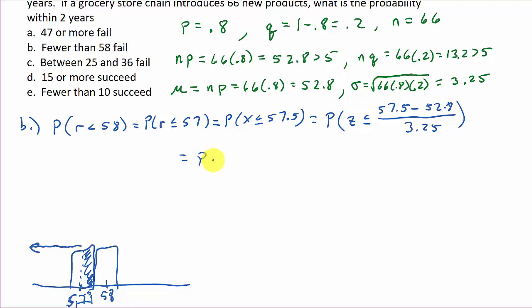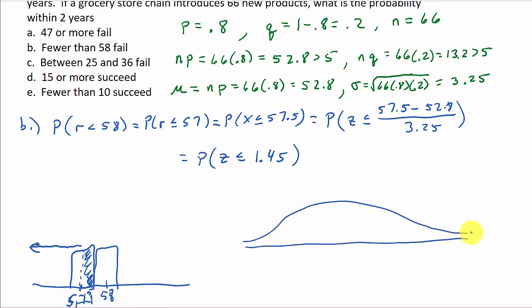Let's see, 57.5 minus 52.8, and then divide that by 3.25, and so that's going to give me the probability that z is less than or equal to 1.45. Okay, all right, so if we draw, and this is the last time I'm going to draw the z table out and look it up. I'll just put the answer from now on, because you should know how to do this by now.